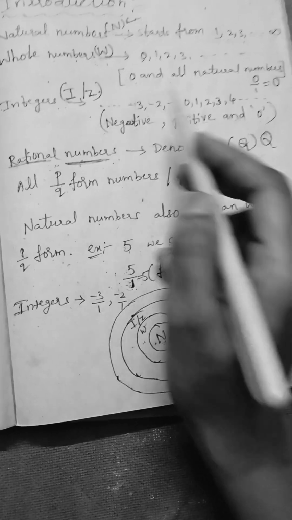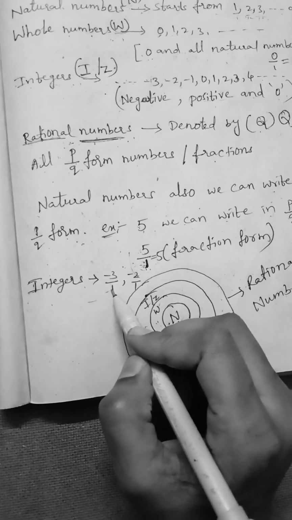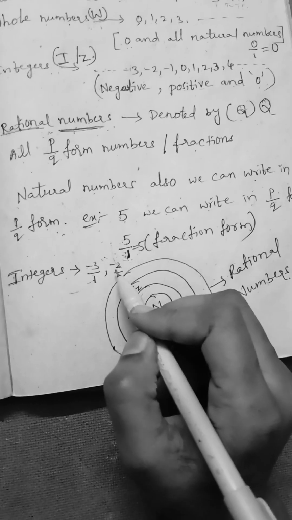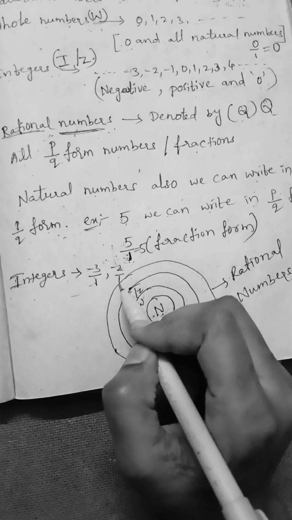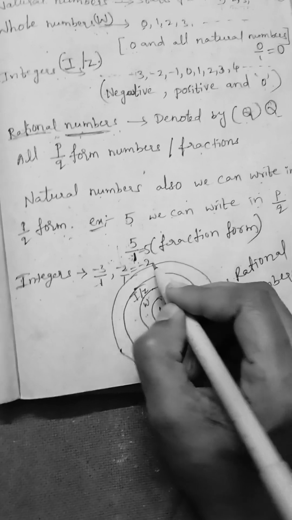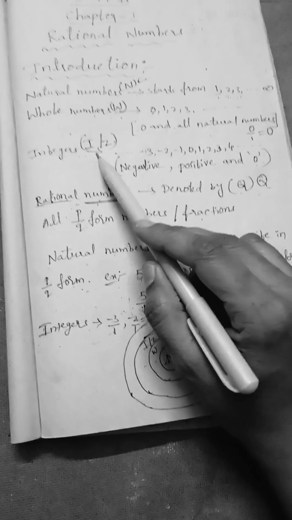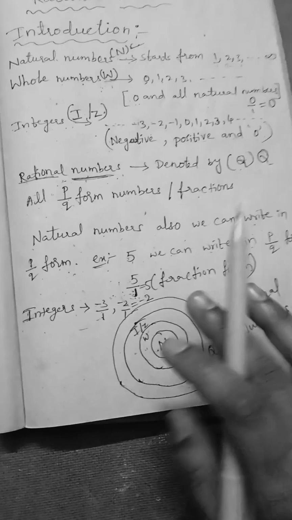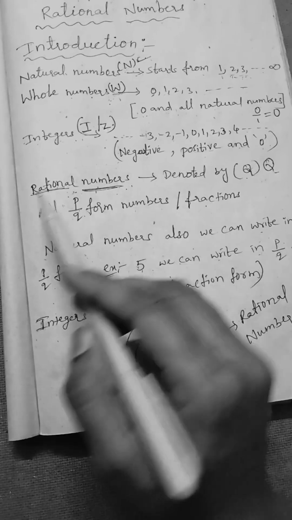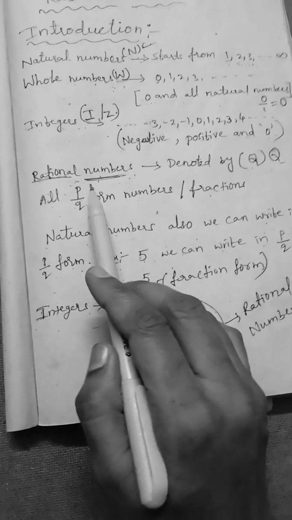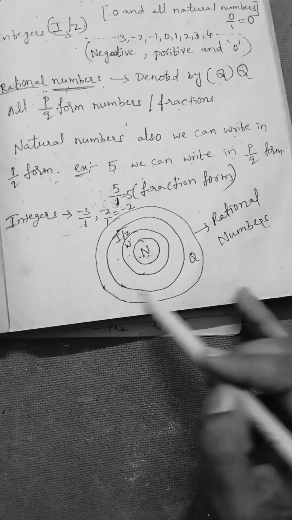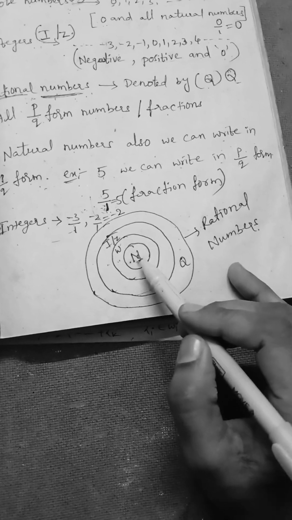And next, integers. For example, minus 3 is there. We can write minus 3 by 1, which means minus 3 only, the number does not change. And minus 2 by 1 is also minus 2 only. So we can write all natural numbers, whole numbers and integers in p by q form. So that's why these all numbers are called rational numbers. That's why I have written here in the diagram, to understand easily.